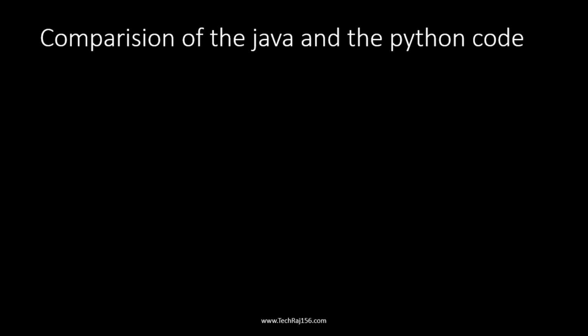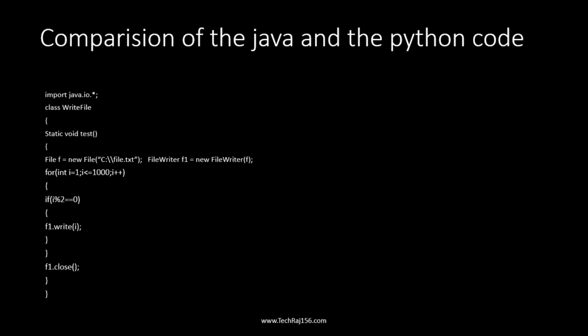So now let's compare the Java and the Python code. This is the Java code I have shown you earlier, and this is the Python code. Now what I want you to understand is there might be different ways of writing the code based on the programming language on which you are working. But the logic you use to do a specific task is similar for every programming language. One who understands how to develop a logic for a certain task can work on any programming language.